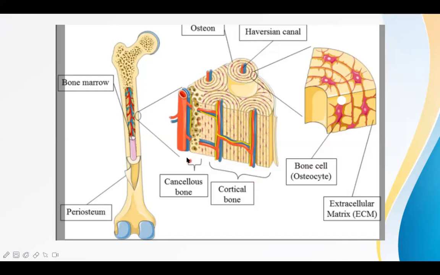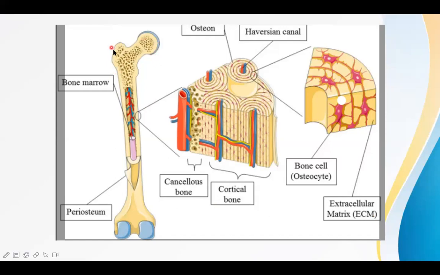So this is the cancellous bone and this is cortical bone. Look at the structure. It is a very compact type of bone. Cancellous bone is a spongy bone. These are different osteocytes or the bone forming cells. Extracellular matrix means connective tissue substance, which is very much essential in the bone formation.